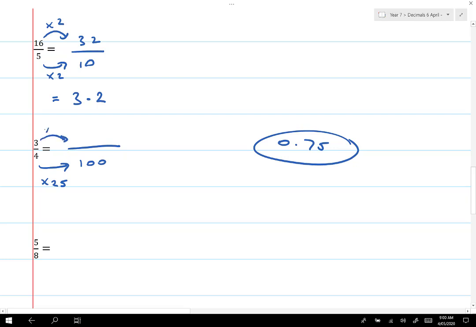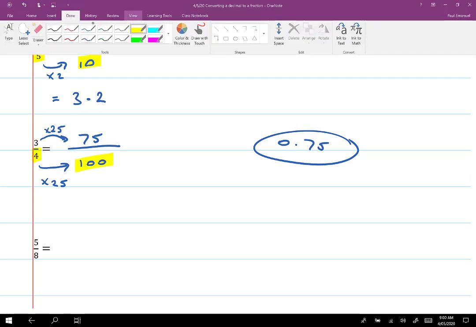So 3 lots of 25 is 75. So notice the 5 at the bottom, back here, I multiply to give a 10. A 4 at the bottom, I multiply to give 100. I'm kind of doing all the common ones for you, right?